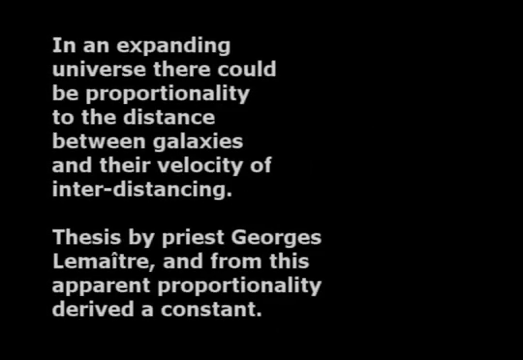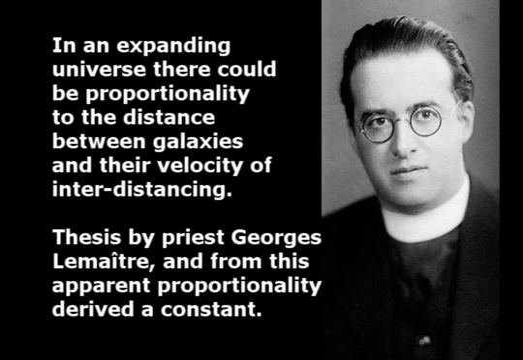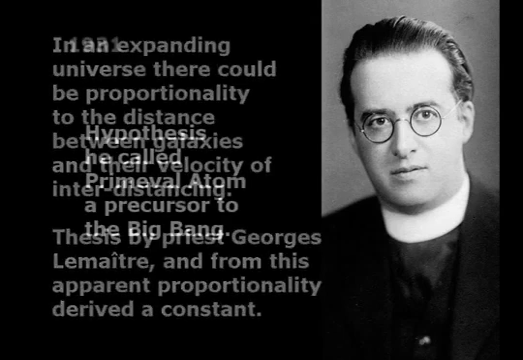Friedmann was, first and foremost, a serious and rigorous scientist, and didn't commit the slightness of assuming a hypothetical expansion velocity of the universe, because not having sufficient and irrefutable evidence he doubted that such an expansion was happening. In an expanding universe there could be proportionality between the distance between galaxies and their interdistancing velocity. Based on this thesis, the priest Georges Lemaitre derived a value as a constant of that proportionality.